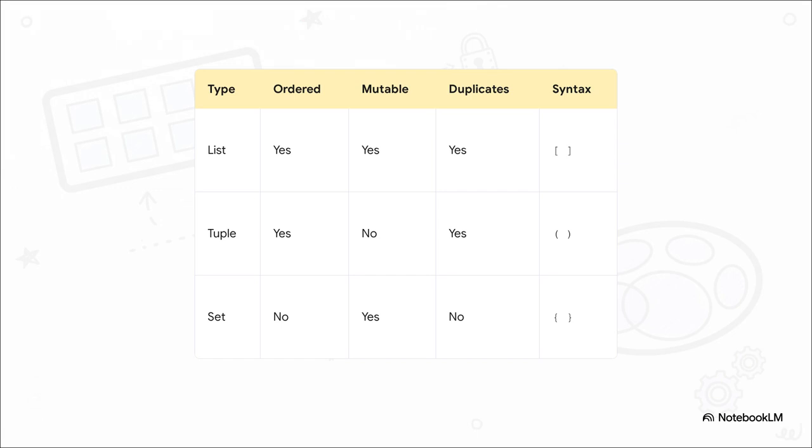Let's run through it. Are they ordered? Lists and tuples are a yes, meaning you can use index numbers. Sets are a no. Are they mutable? Lists and sets are a yes, meaning you can add and remove items. Tuples are a hard no. Do they allow duplicates? Lists and tuples say yes, sets say no. And what about the syntax? Lists use square brackets, tuples use round parentheses, and sets use curly braces.